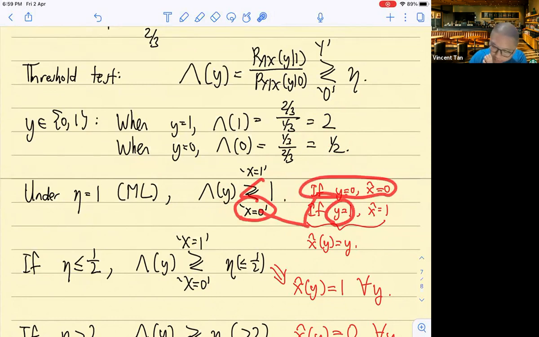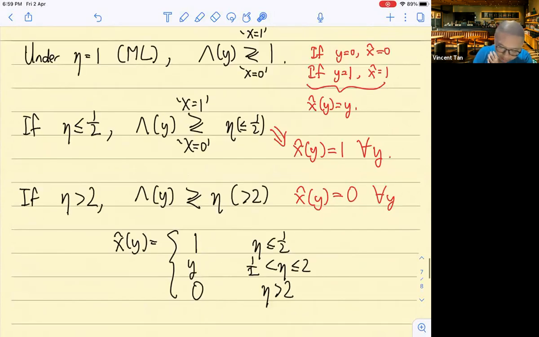Now, if y is equal to 1, then this is equal to 2, so this inequality holds, and so x must be equal to 1. I take the rule above. If eta is, say, greater than 2, let me consider this scenario. Think of it as 3. But this guy can be at most 2, so this inequality dominates, and we always decide that x is equal to 0. I'm not going to go through this. The final rule is this.